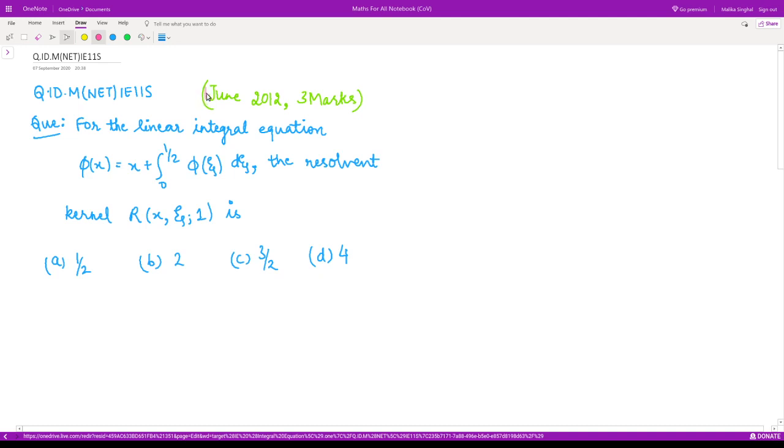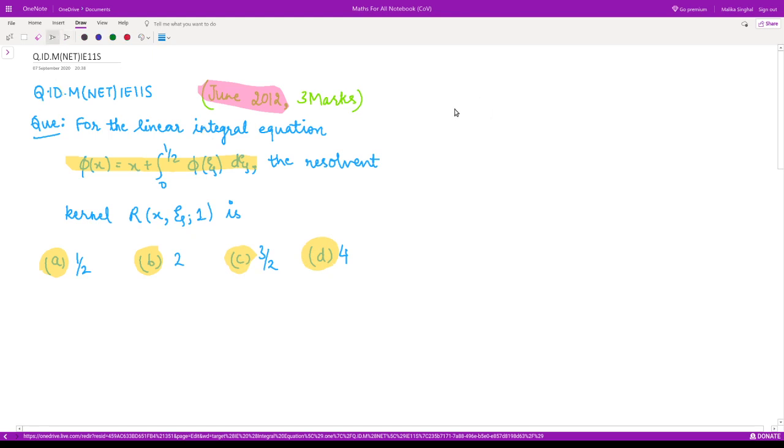This question is from June 2012, consisting of 3 marks. The question is, for the linear integral equation, this is given to be our equation, which is of Fredholm type because of these constant limits 0 to 1 by 2, right? The resolvent kernel R(x, xi; 1) is which of these? So we need to tell what is the value of the resolvent kernel for this given equation, right?